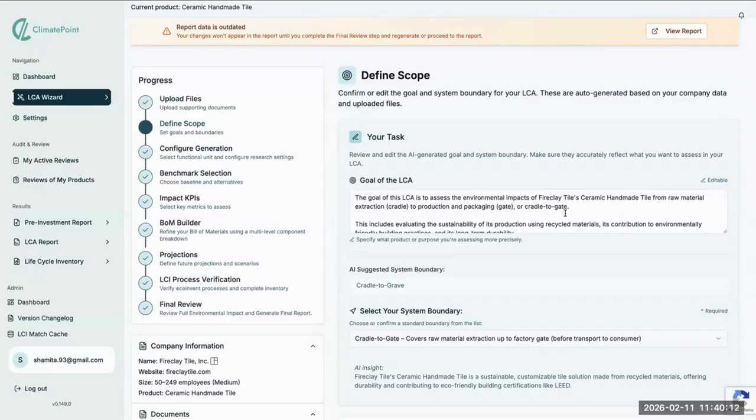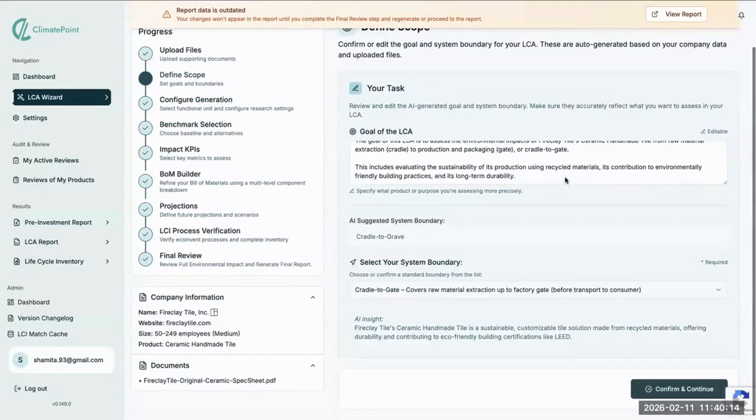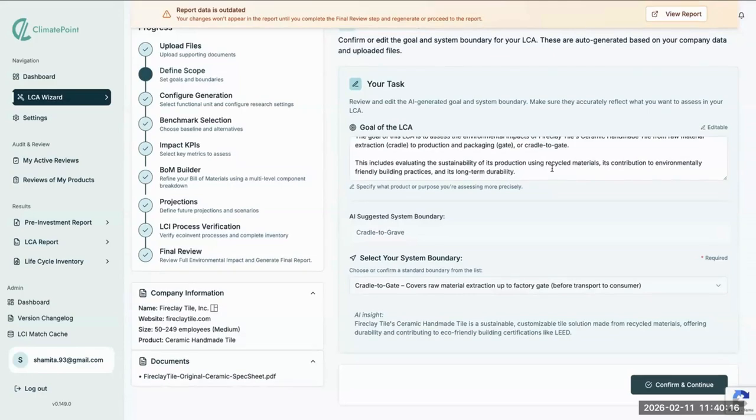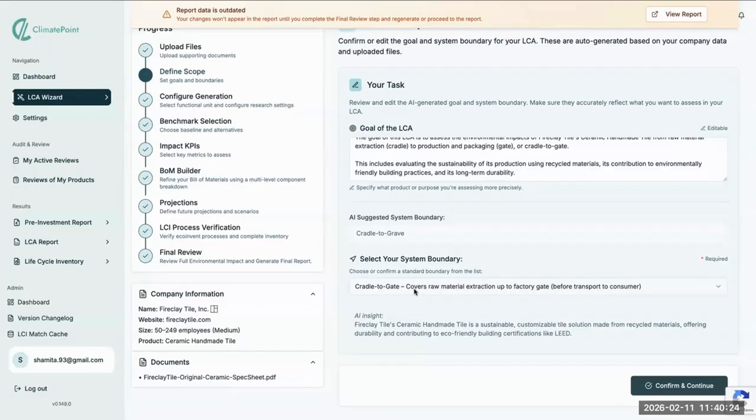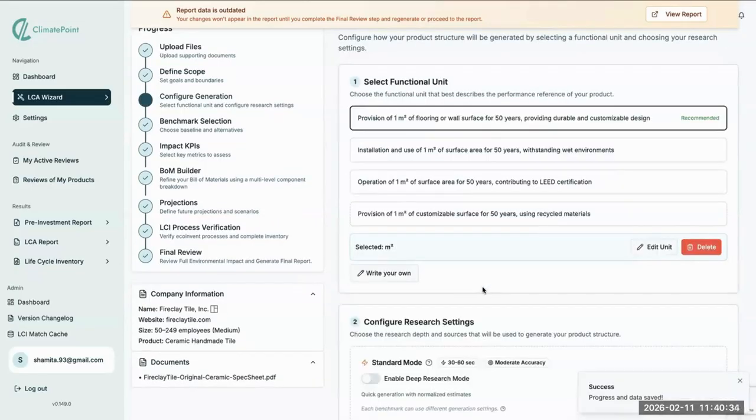In our case, it's filled out what the goal of the LCA is, and you can tweak it yourself. You can add some things to it. It suggests what system boundary you should go for. I'm going for a cradle to gate, just to show if you're producing a raw material, for example, or a finished product, like what that could look like. I'm going to confirm and continue.